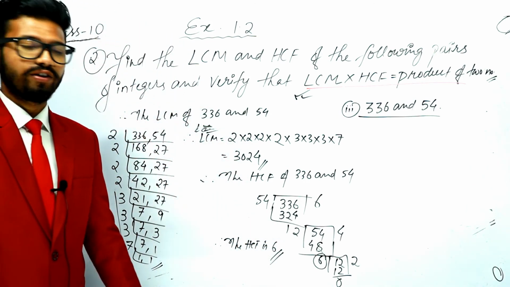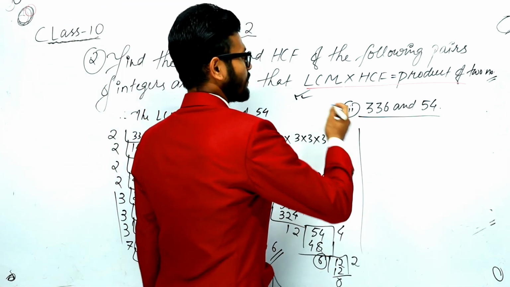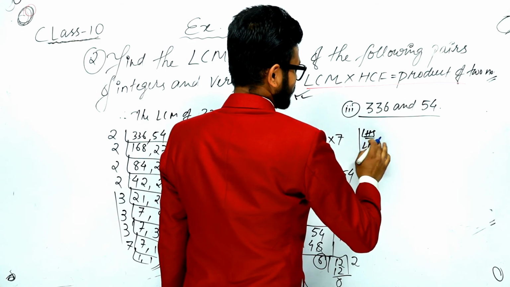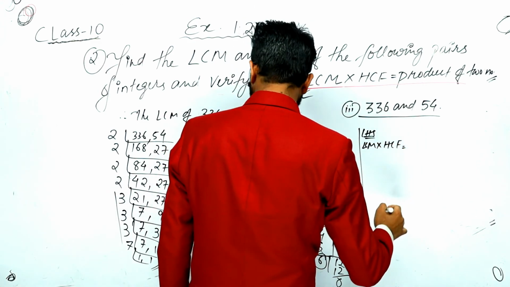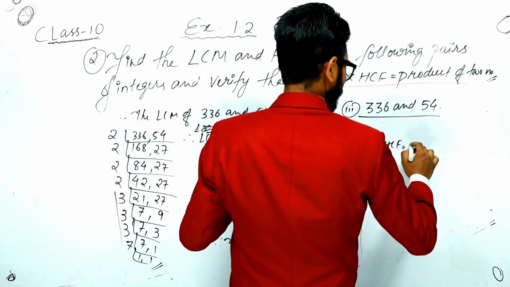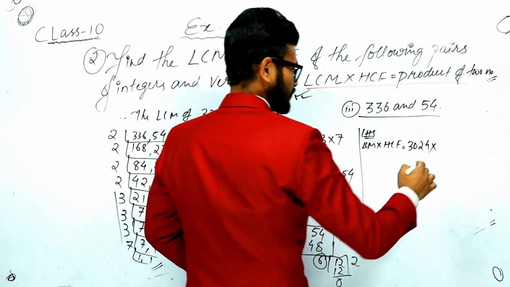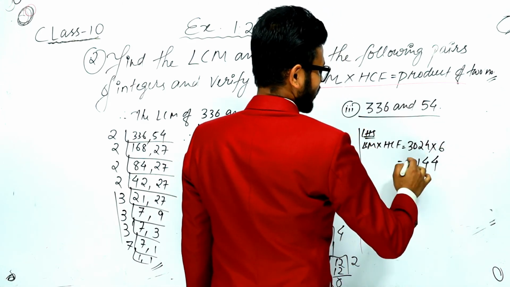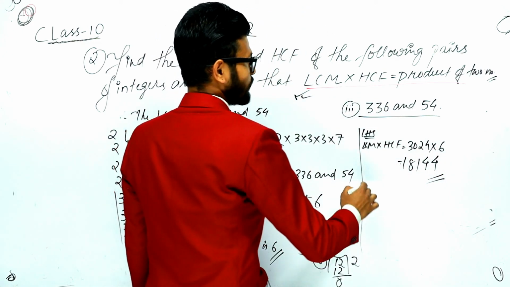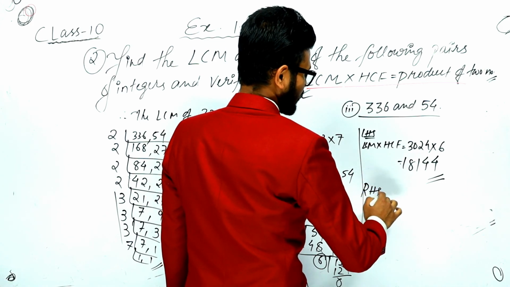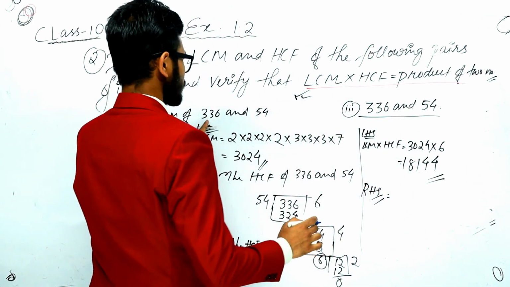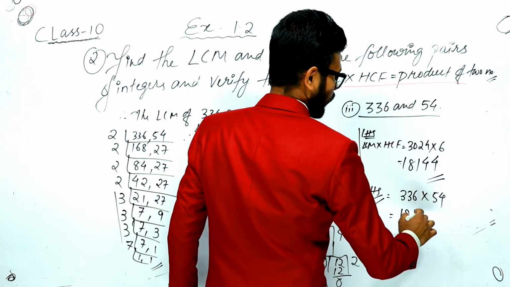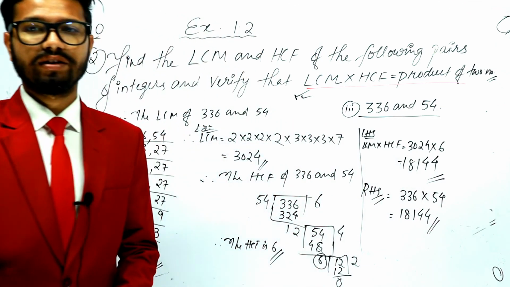I hope it is very clear. Now let us find what is our main requirement. Now let us see the product. Therefore, left hand side, LCM into HCF. What is the LCM here? 3024 into, what is the HCF? 6. 6 4 is 24, 2 12 13 14 1 18. So 18144, and product of numbers, that means your right hand side is equal to, what are the numbers? 336 into 54, and it is definite that you are also going to get the same number, 18144. I hope it is very clear, everyone. Thank you.